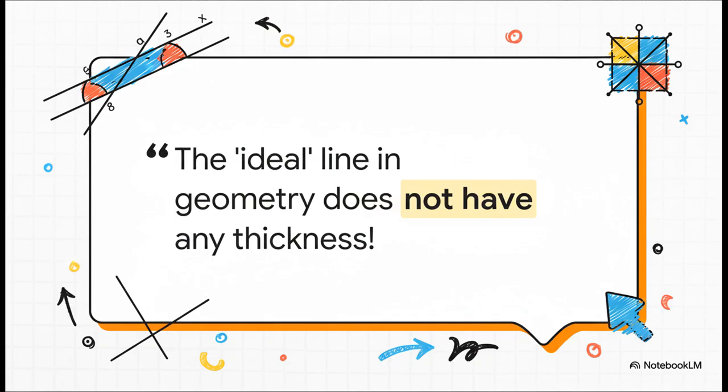Now, you might be thinking, if I actually drew this and measured it, I might get 121 degrees or 59. And you'd probably be right. Why? Because real-world pencil lines have thickness, and our tools aren't perfect. This is what our source material gets at. Geometry isn't really about measuring the messy physical world. It's about using pure reason to find absolute, undeniable certainty.